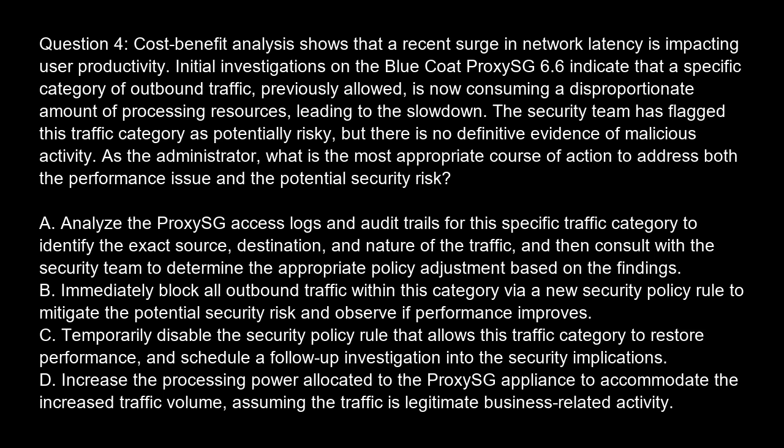Option A. Analyze the ProxySG access logs and audit trails for this specific traffic category to identify the exact source, destination, and nature of the traffic, and then consult with the security team to determine the appropriate policy adjustment based on the findings. Option B. Immediately block all outbound traffic within this category via a new security policy rule to mitigate the potential security risk and observe if performance improves.